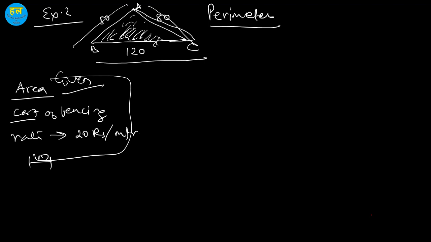Because perimeter will be the sum of all the sides. So to find the length of fencing, we have to find the perimeter. So perimeter will be 120 plus 80 plus 50. It will be 250 meter. Okay, this is one thing. Then we have to find the cost of fencing.